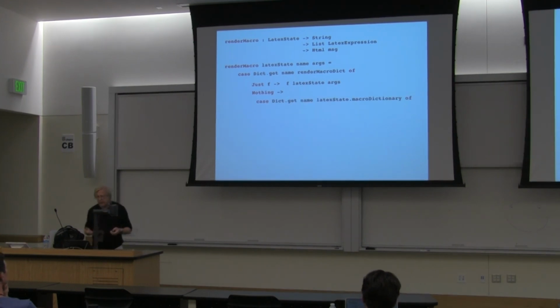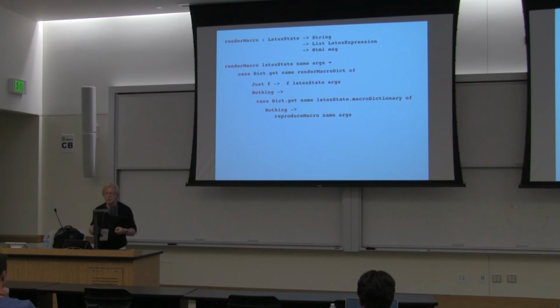To do that, it looks up the name once again in another dictionary, LaTeX state.macro dictionary. This is a dictionary that contains the user-defined text mode macros. If it does not find it, then it makes a little piece of HTML that says, okay, this is your macro and it doesn't exist, so you better do something about it. And all in red so that you can find it, okay?